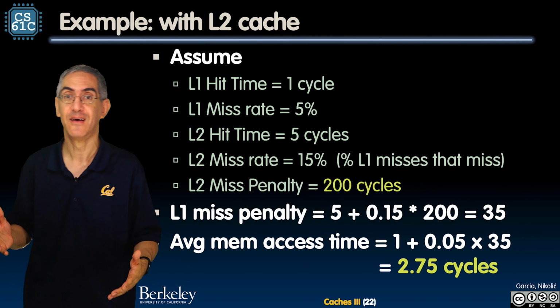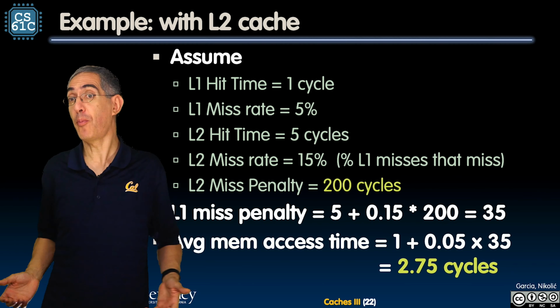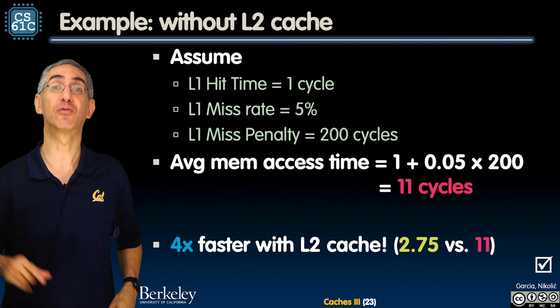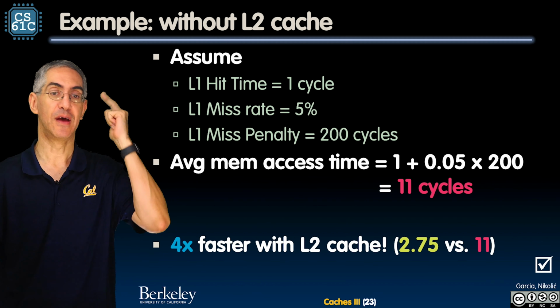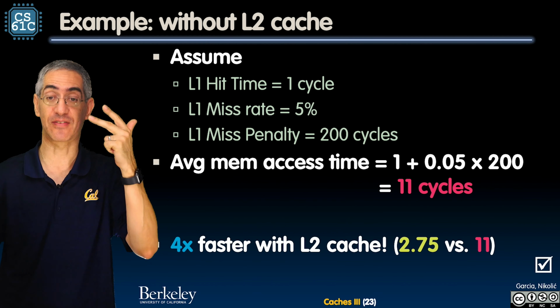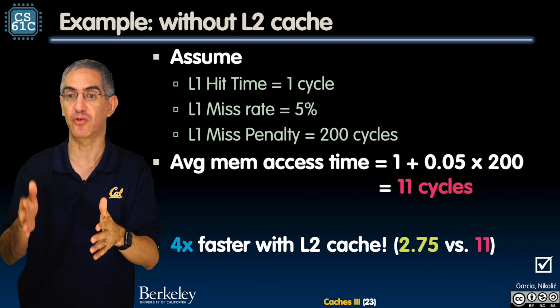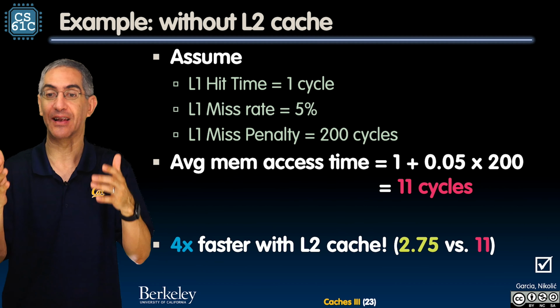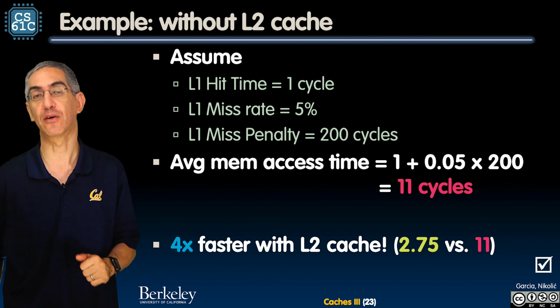Average memory access time for those numbers, 2.75 cycles. Compare this without the L2. Again, 1 cycle L1 hit time. L1 miss rate is 5%. Again, if I have to go to Sacramento, it's 200 cycles. So 1 plus a 20th times 200, that's 10. 1 plus 10 is 11 cycles. So compare that to 2.75 cycles for AMAT.